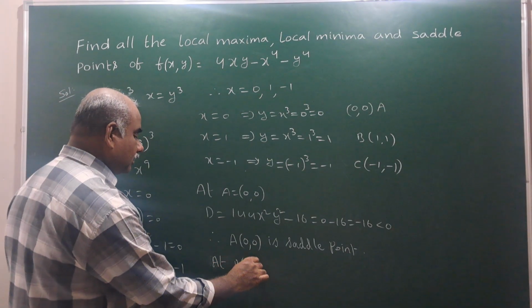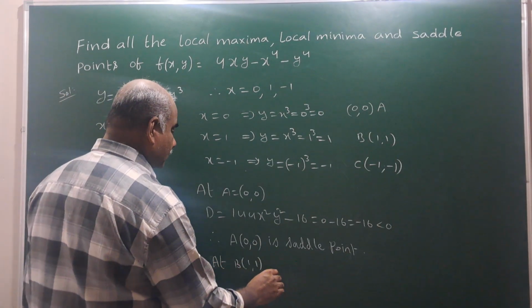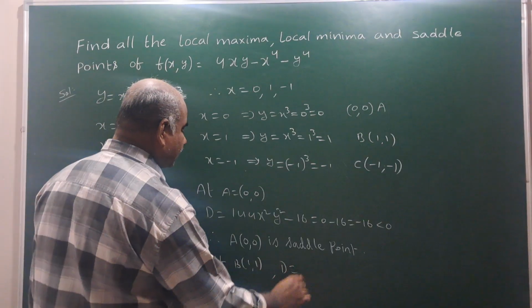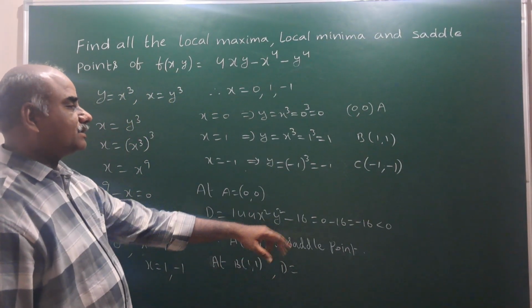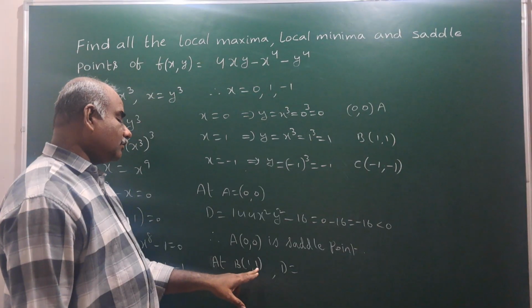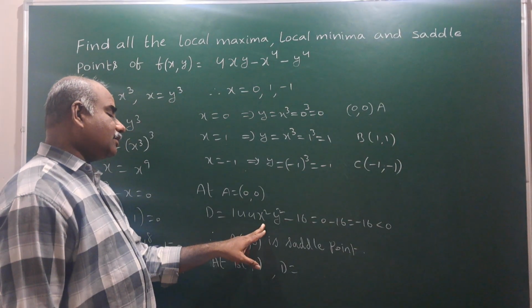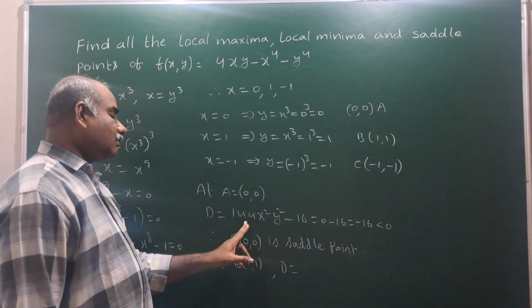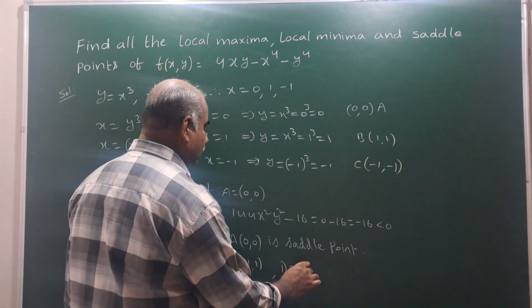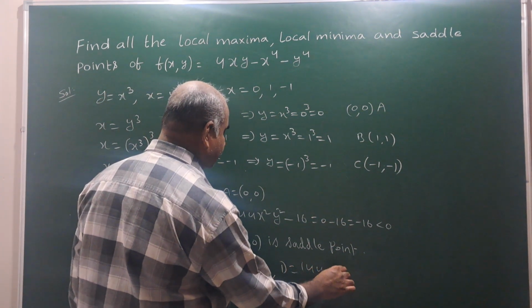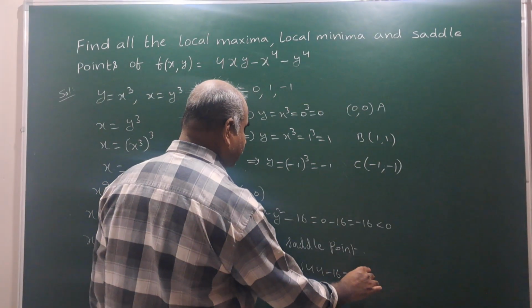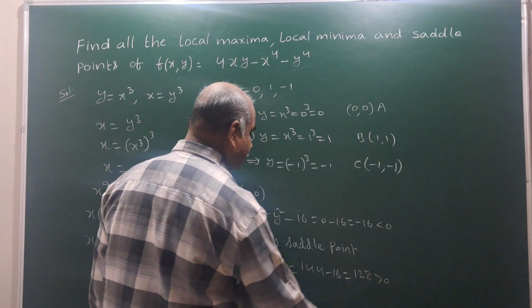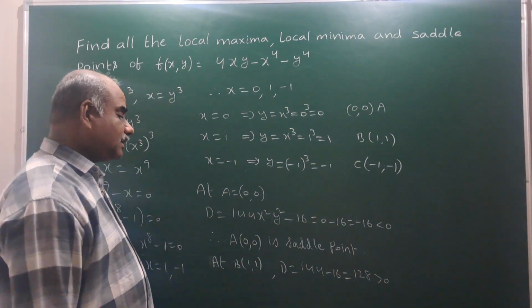Next we have to check B = (1, 1). First of all we have to find the value of the discriminant. The discriminant is 144x²y² − 16. With x = 1 and y = 1, x² is 1 and y² is 1, so 144 × 1 × 1 = 144, minus 16, which is equal to 128, which is greater than 0. So the discriminant is greater than 0.